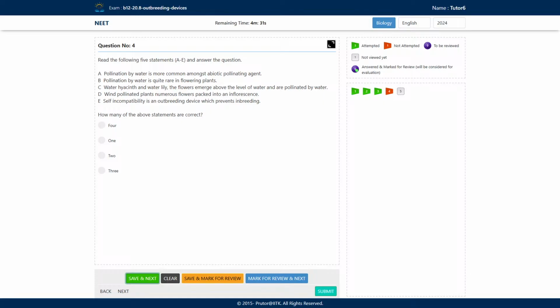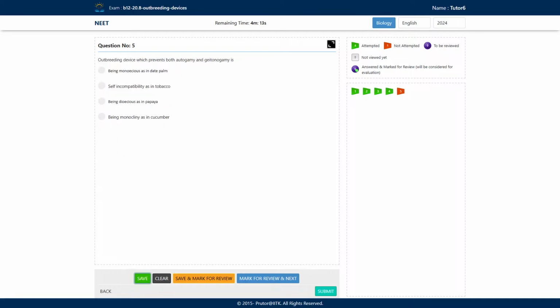And wind pollinated plants have numerous flowers packed into an inflorescence. Yes, this is correct. They are grouped in an inflorescence. And self-incompatibility is an outbreeding device which prevents inbreeding. So, three statements, B, D and E, are correct. So, we will opt for option D, save it and move to the next.